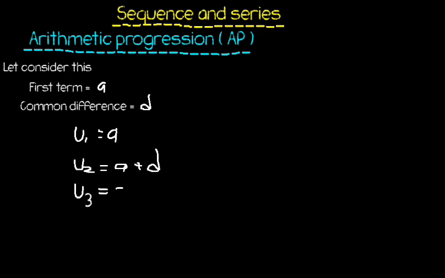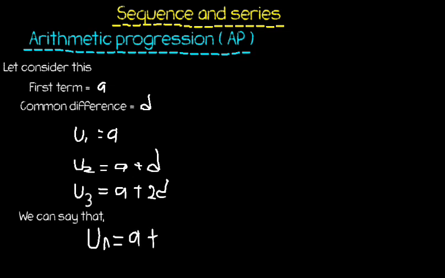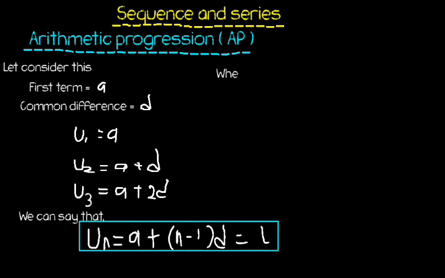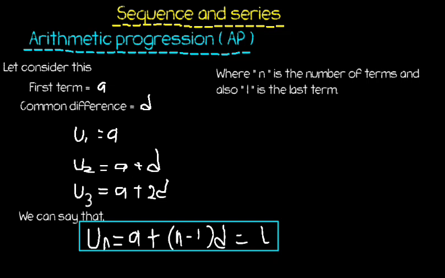And who can guess the third one? It is obviously A plus 2 times D, because you have to add 2 of the difference to the A in order for us to get the third term. So from this you can say that Un will be equal to A plus (n minus 1) D, because for n equals 3, U3 is equal to A plus 2D. You can see that the 2 will be 3 minus 1, where n is the number of terms.